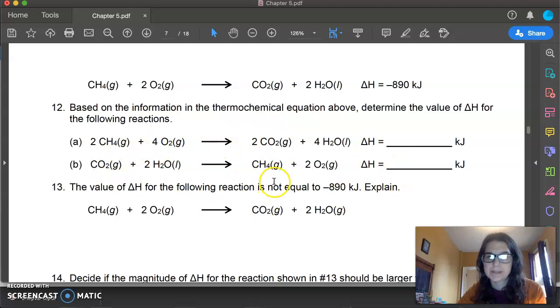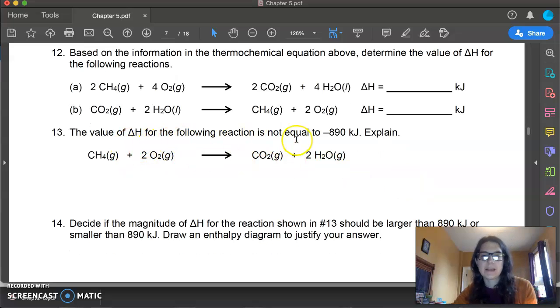Here, what you'll notice is that we have basically the same reaction, but it's reversed. Our reactants are on the product side, and our products are on the reactant side. So basically, we've flipped this. We've done the reverse reaction, which means all that we have to do is flip the sign of delta H, so we get positive 890.